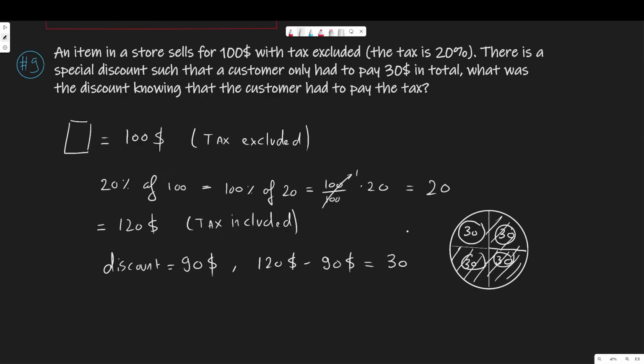And if we look at our pie diagram, we can see that 3 out of the 4 quarters are filled, so 3 over 4 is our discount, which is the same as 75%, like this. So the discount will be 75%.